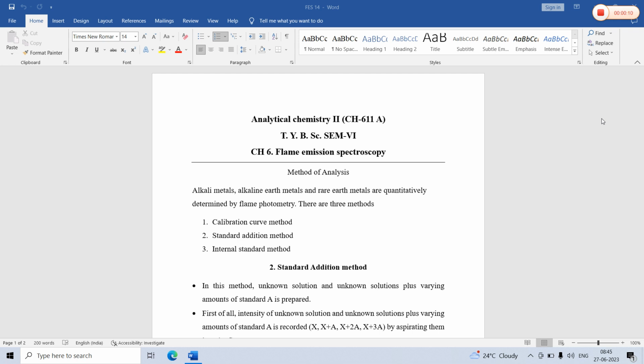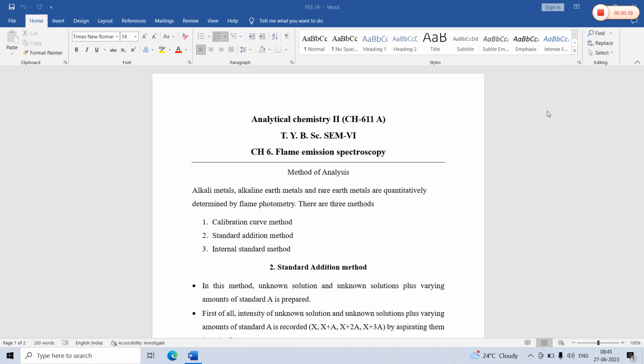The chapter we are going to study is chapter number 6, flame emission spectroscopy, and the course number of the subject is CH611A. Now in the previous lecture we have already learned about the calibration curve method. In this lecture we are going to study the standard addition method.